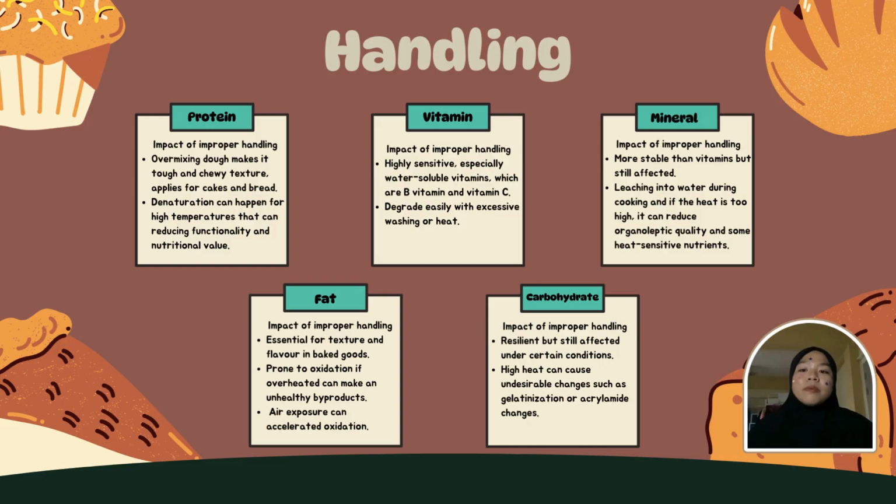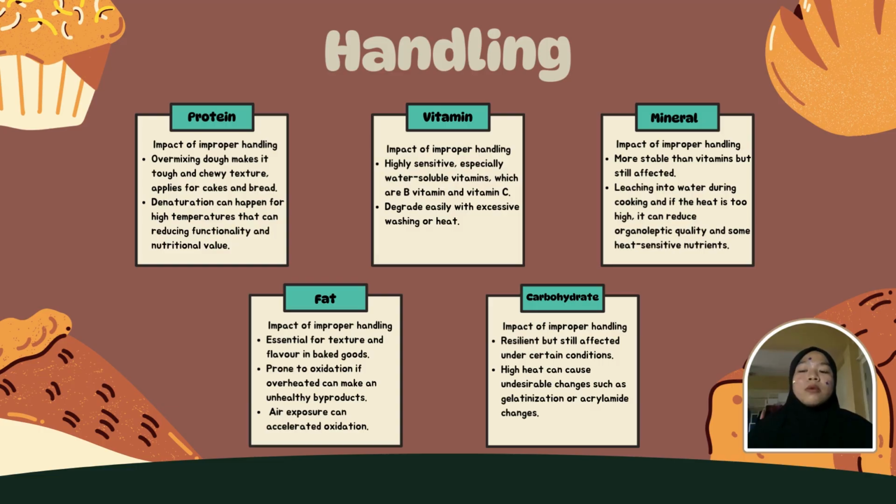Improper handling such as overmixing, exposing ingredients to excessive heat, or improper storage can lead to nutrient loss, changes in texture, and reduced quality. So protein can lose functionality through overmixing or denaturation from high temperatures, while vitamins, especially water-soluble ones, B and C, can degrade easily with excessive washing and heat. As for minerals, although more stable, they can leach into water during cooking, and fats are prone to oxidation if overheated or exposed to air.